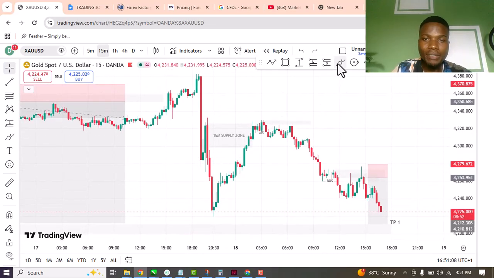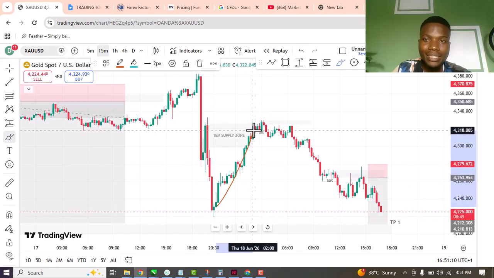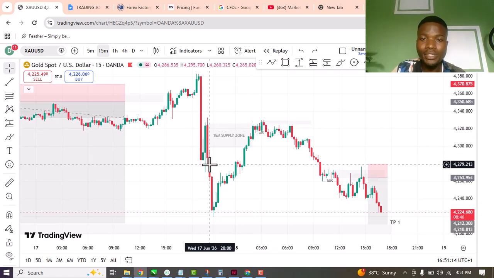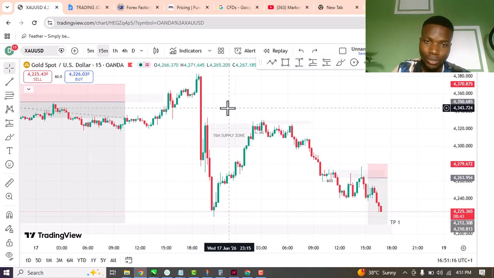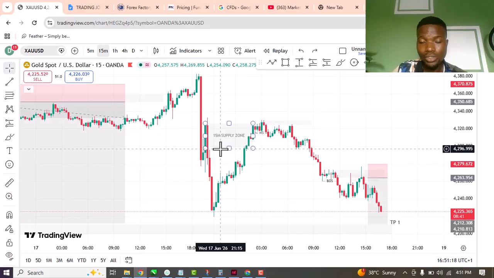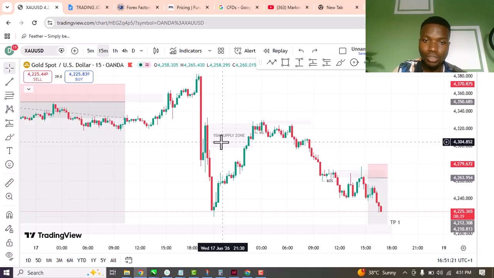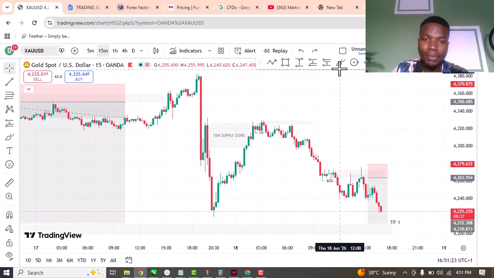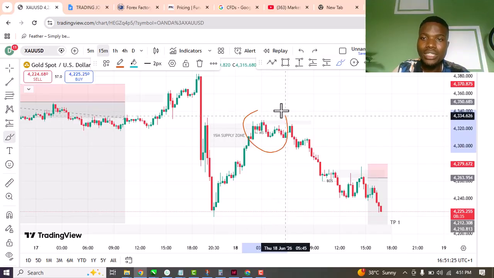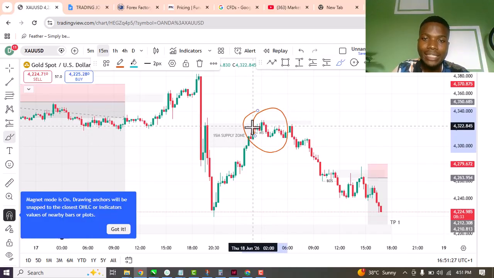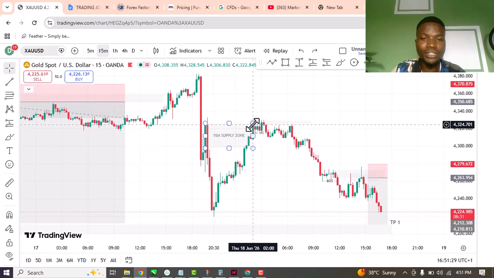So when I mark out my 15 minute supply zone, in fact price hasn't even reversed all the way up here, because I think I marked out this 15 minute supply zone yesterday evening. Okay, so that was correct. It was yesterday evening that I marked out this supply zone. So when I marked out this supply zone, what did I do? Because I want to see how price reacts at this zone here. I want to see how price reacts there.